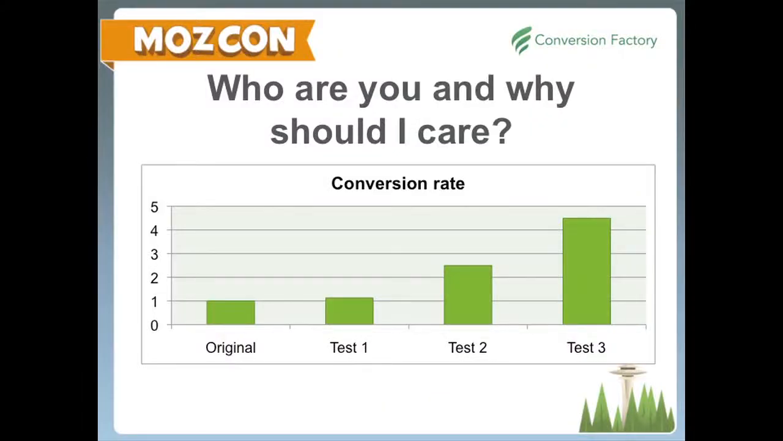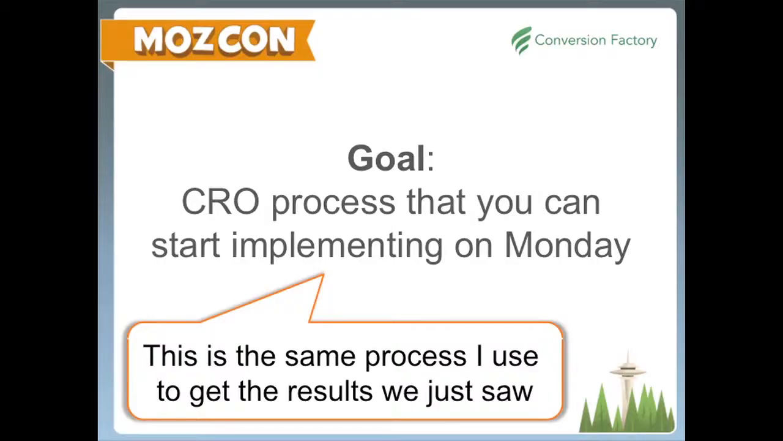This is another graph. This is probably the most boring slide that you'll see in the entire presentation, but the company that these results were achieved for is a $1 billion company, and this was on their main conversion sales funnel. So these kinds of techniques that we're going to be talking about can have a very, very big impact on the work that you'll do. So our goal today is to give you a process that you can adapt and use yourselves for conversion rate optimization.